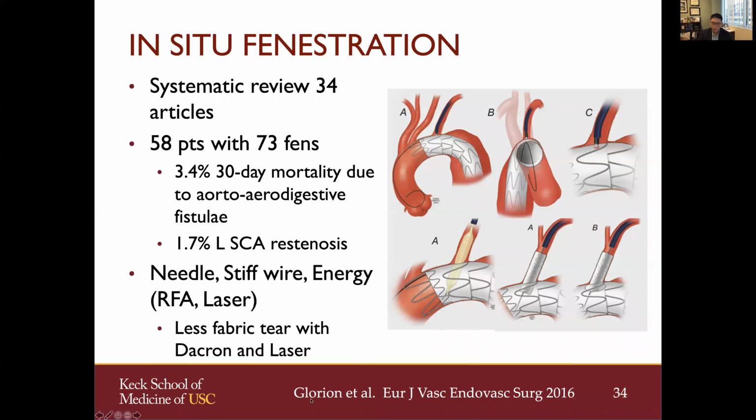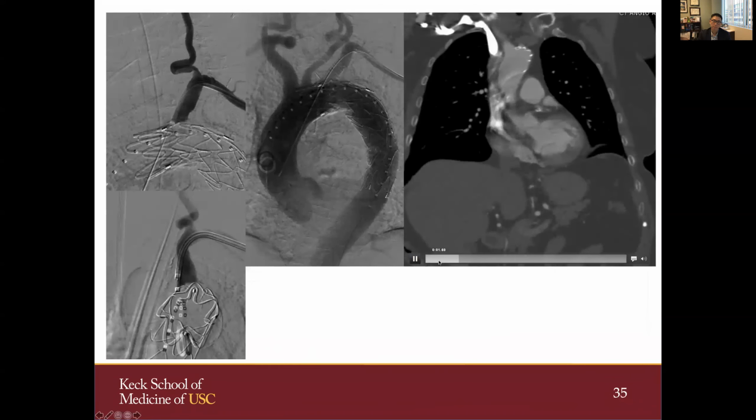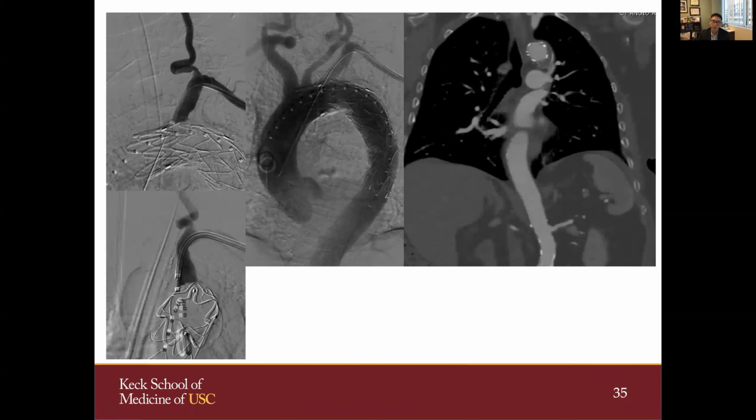In situ fenestration is another option. You can use a needle, the back end of a wire, or an energy source. Typically a 2.3 millimeter Spectranetics laser probe is what we use in conjunction with a TourGuide steerable sheath, and this is fairly easy to do in emergent settings.